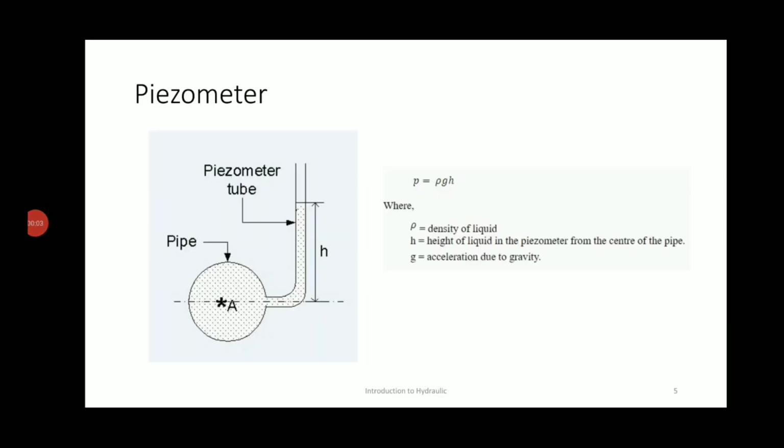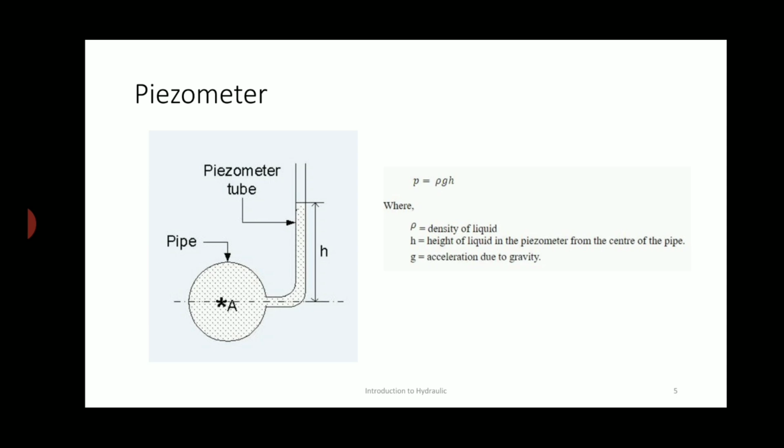Piezometer. Figure shows a simple sketch of piezometer which consists of tube which is bent at 90 degree. One end of piezometer is connected to pipe or at a point where pressure has to be measured, and other end is open to atmosphere. The rise of liquid in the glass tube gives the pressure head at that point.